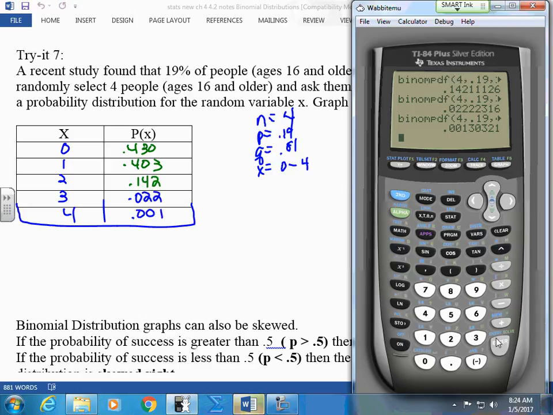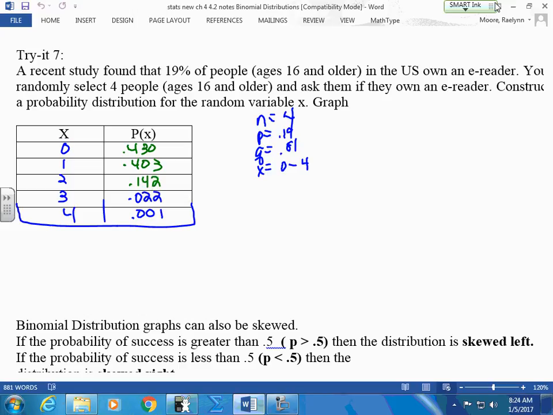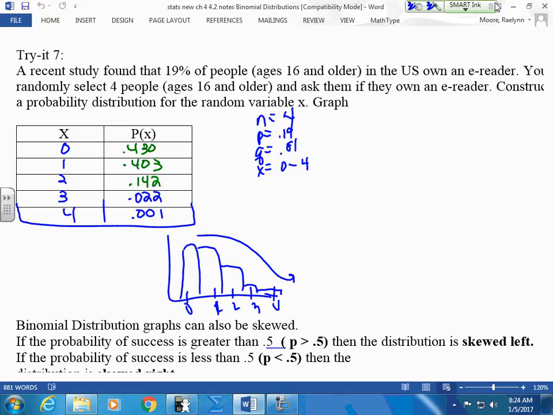Okay, so where's the skew? Where's the skew for this guy? Skew to the right. So if we made this graph again, we would see the larger ones over here, then it would go down a little bit, go down a lot, and way down. So this is skewed to the right. And again, we didn't expect a lot of people to say yes if the probability that they will say yes is so small. Okay? So we can see all that in there, which is good that we did one again because we did it yesterday.